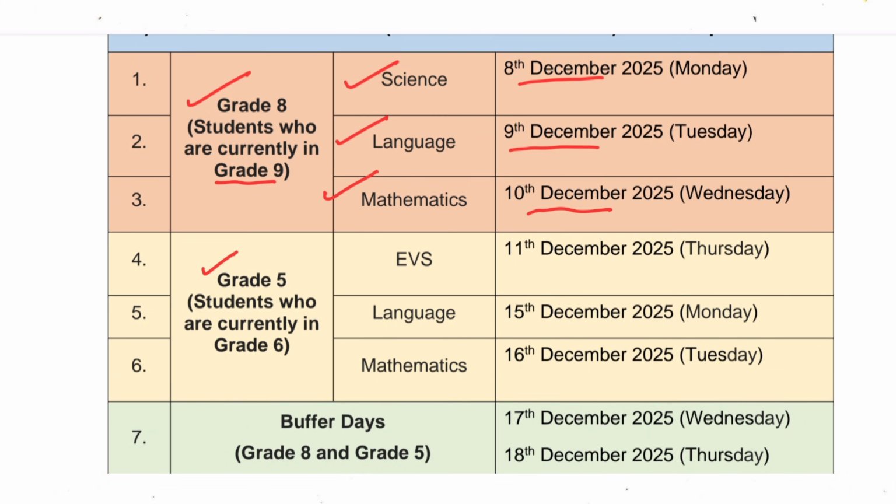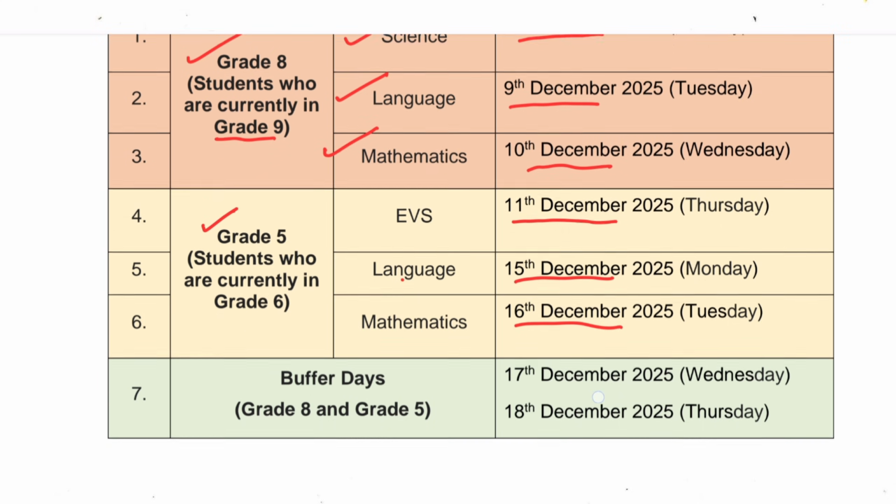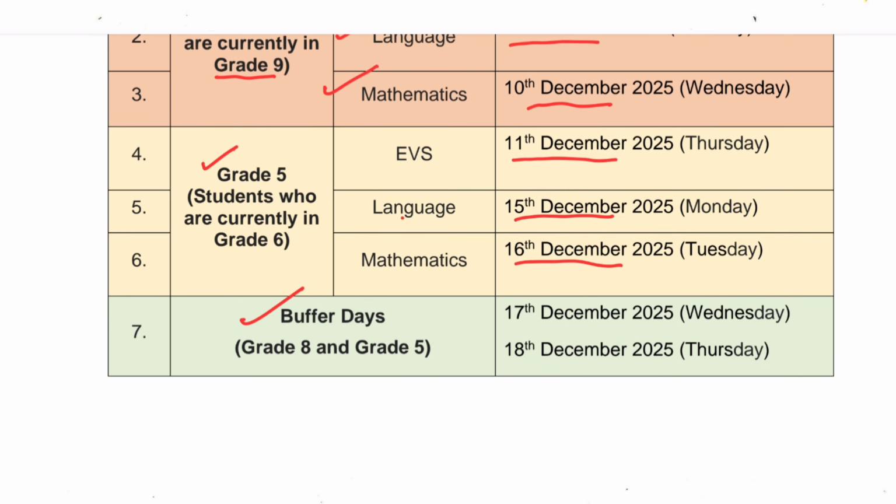Then grade 5, EVS will be conducted on 11th December, language on 15th December, and mathematics on 16th December. Then lastly, a combined buffer day has been given for both 8th and 5th on 17th and 18th December.